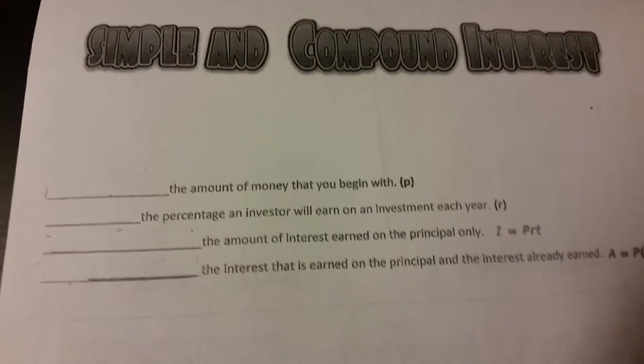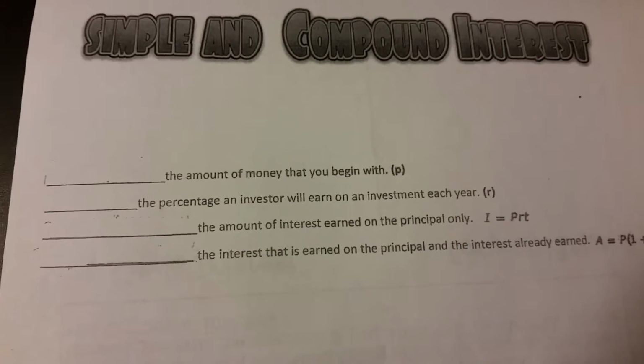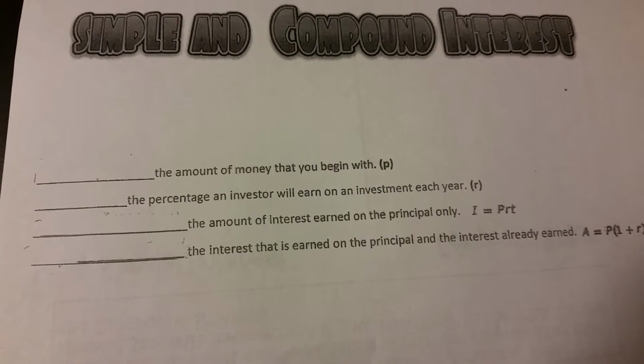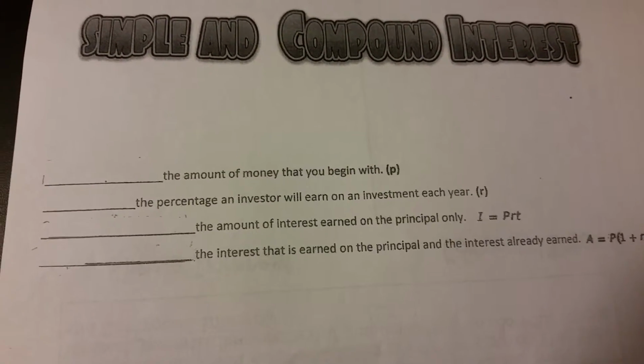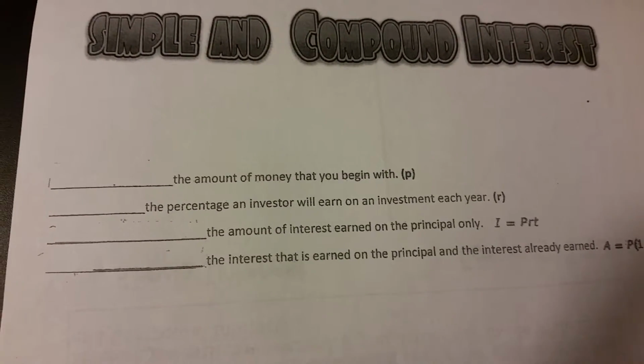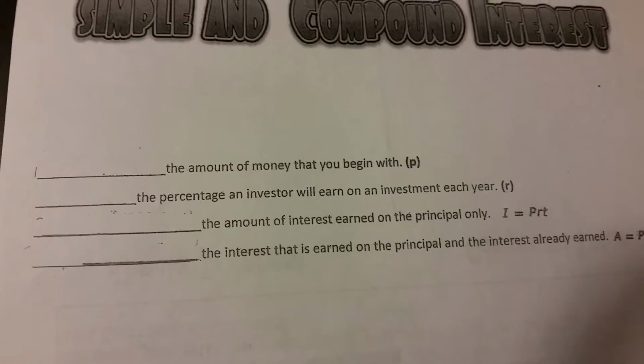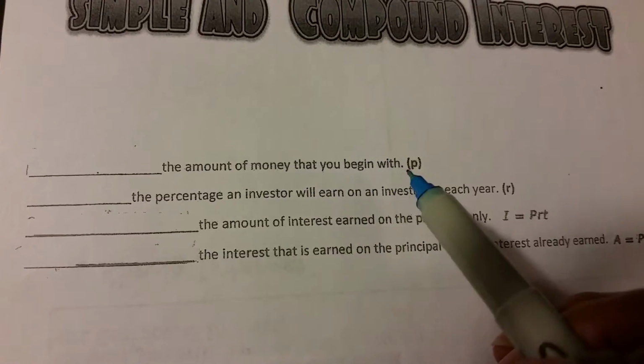Okay, so for added bonus here, I'm going to do two examples for you in your foldable here, simple and compound interest. Okay, first we're going to start out with some vocabulary words here. The amount of money that you begin with, which is the P, which is going to be the principal.